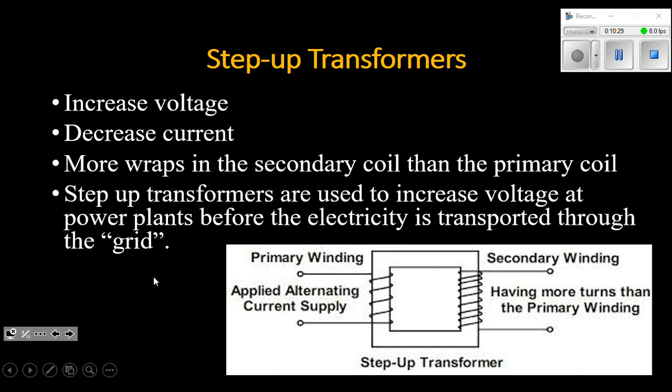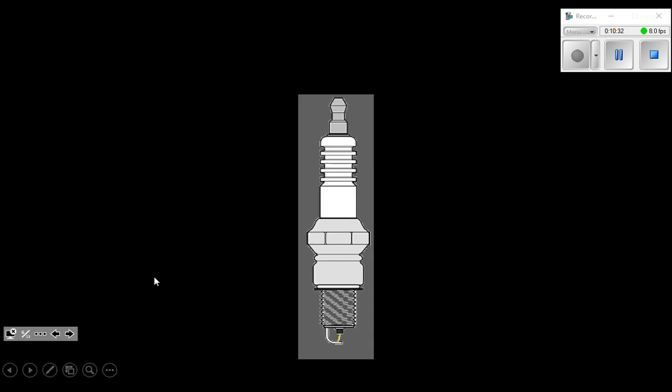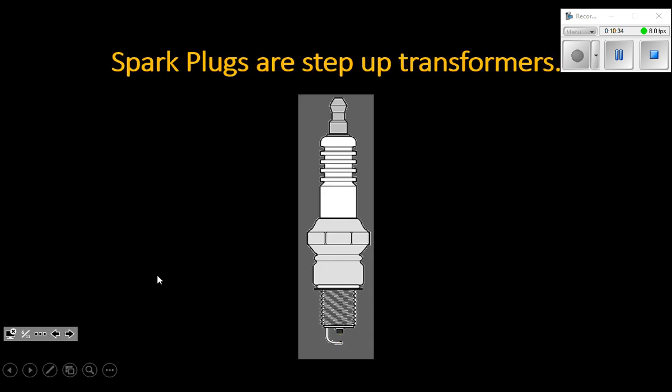What's another really common example of a step-up transformer? A spark plug. A spark plug is actually a step-up transformer. So we take a certain number of wraps in the primary, more wraps in the secondary, which increases the voltage so that it'll spark across and ignite your gasoline fumes in your cylinder, cause a minor explosion, drive the piston down, and off you go. So a common example of a step-up transformer is a spark plug that we see every day.